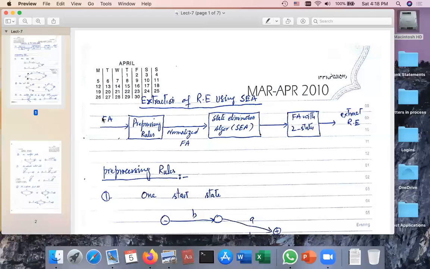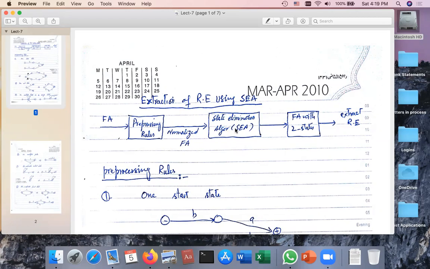So initially, some FA will be given to us as an input, and then at the next stage we will apply some pre-processing rules over it, and there are six pre-processing rules that we have, which we will study a moment after. After applying those pre-processing rules, we have our FA in normalized state. That FA will be given again as an input to the state elimination algorithm, which is an algorithm through which you can eliminate states in the given FA.